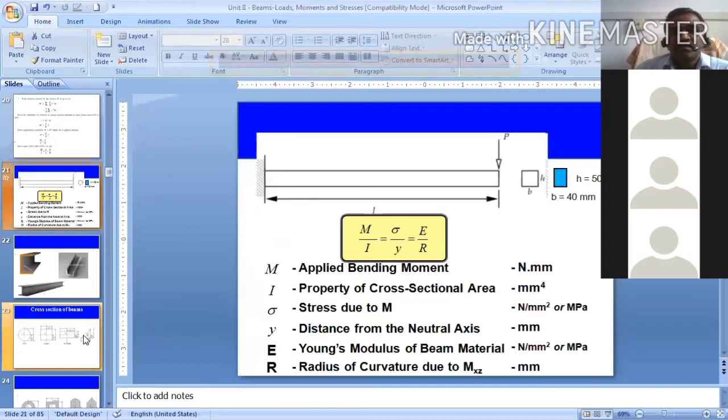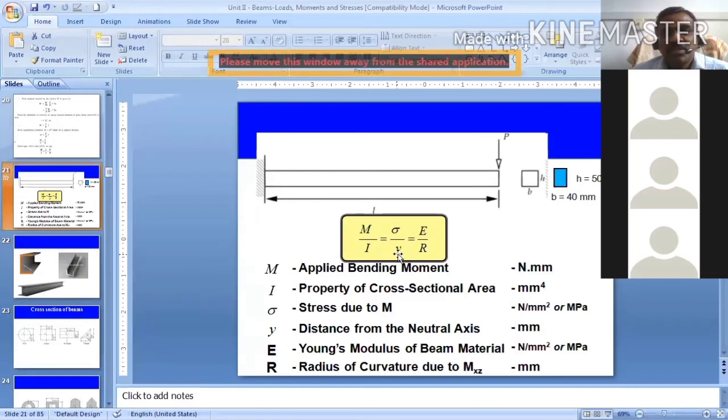So this is an equation: M by I is equal to sigma by Y is equal to E by R. Suppose a cantilever beam with a load is given. This is a cross section. In the cross section, this is B. Let us take this as D or H, whatever it may be.